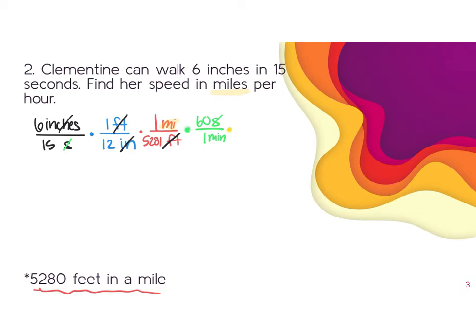Then I'm going to change my minutes, so minutes has to go in the numerator, to hours. There are 60 minutes in 1 hour. Again, remember all of the fractions that we're multiplying have to be the same thing as 1. At this point, we have canceled everything, and our labels will be left in miles per hour, which is good because that's what our question asked for. We're going to multiply all the numbers in the numerator, multiply all the numbers in the denominator.